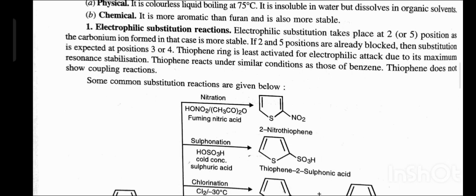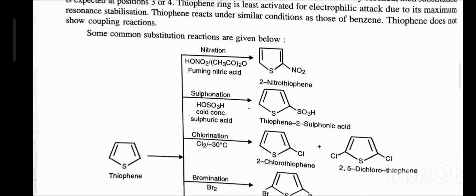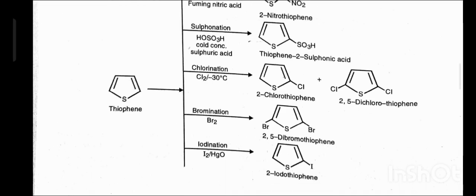Some common substitution reactions are given below. Nitration, as with benzene, thiophene gives a nitration reaction. Thiophene gives sulfonation reaction at position 2. When thiophene reacts with chlorine, it gives 2-chlorothiophene plus 2,5-dichlorothiophene. When reacted with Br2, it gives 2,5-dibromothiophene. When reacted with I2 in presence of HgO, it gives 2-iodothiophene.